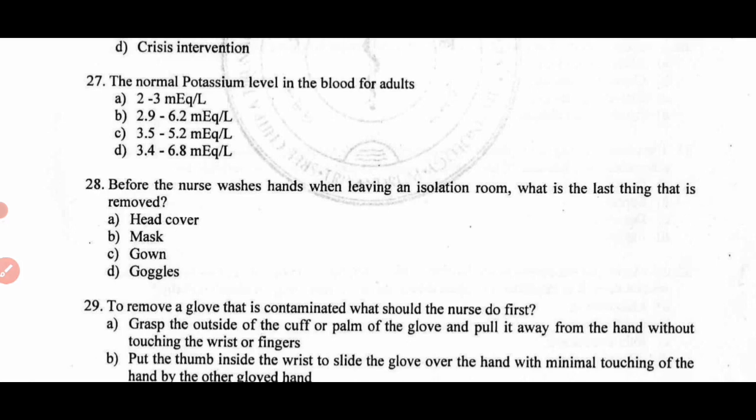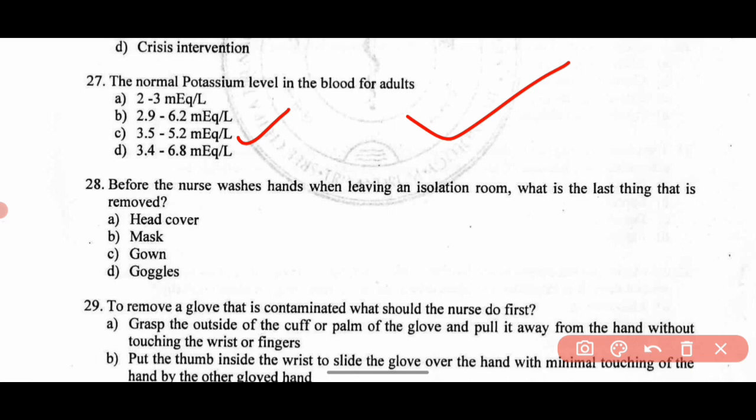And the next one is a direct and very easy question. The normal potassium level in the blood for adult, 3.5 to 5 milliequivalents, that is option C, is the right one. Always milliequivalents per liter. Sodium, potassium, it will be coming in milliequivalents per liter. So that term also you have to remember. It is not milligram, it is milliequivalents per liter.